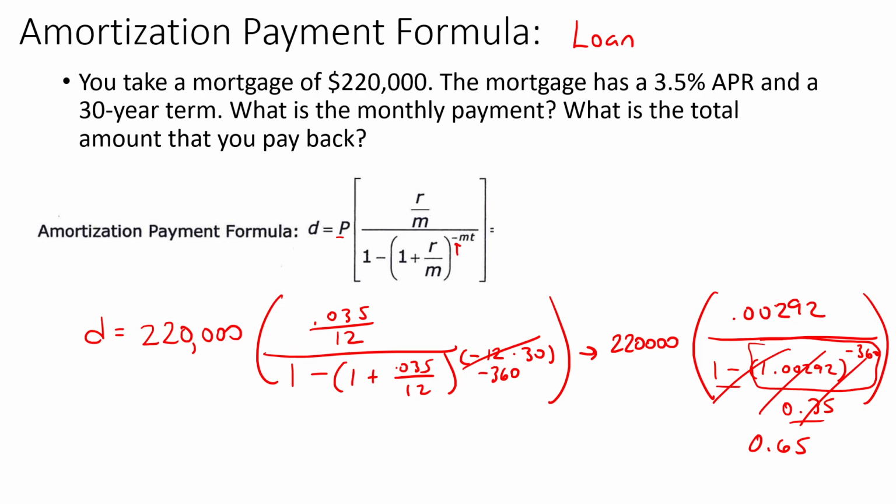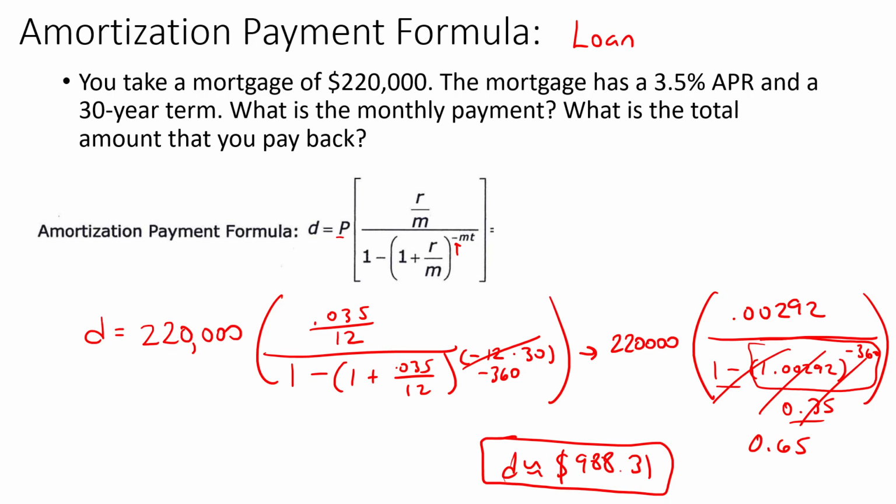Okay, then do the top divided by the bottom and multiply by the 220,000. And we should get something reasonably small. Okay, $988.31. Again, your answer may be a little bit different depending on how you rounded, but it should be close to that number. It should be something in the 900s, maybe the low 1000s.